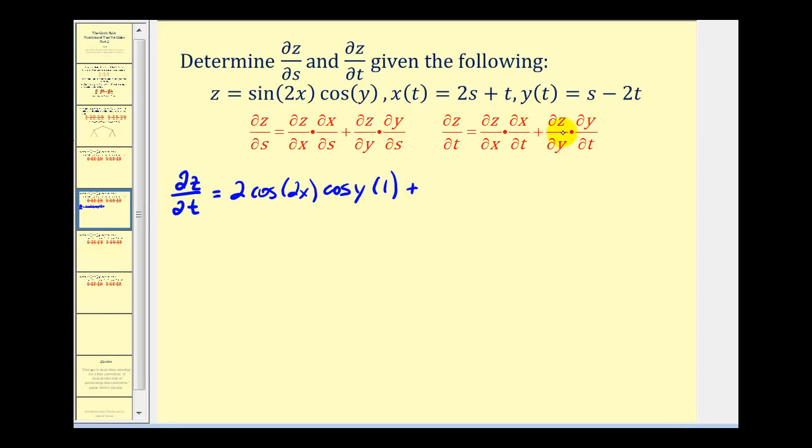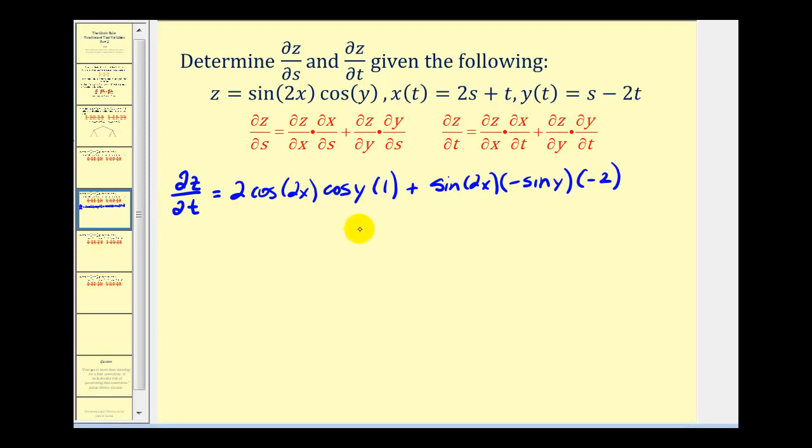Plus the partial derivative of z with respects to y. So sine 2x is a constant, and the derivative of cosine y is going to be negative sine y. So we have sine 2x times negative sine y. And then we have the partial of y with respects to t. Well, here's y, so s is a constant. The derivative of negative 2t would be negative 2.